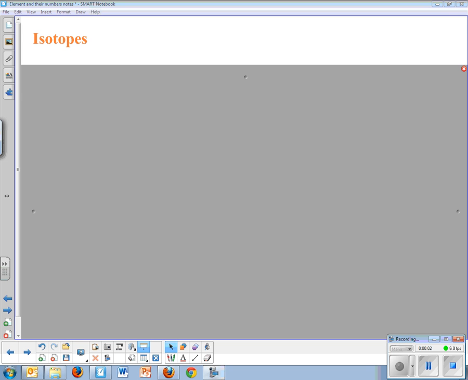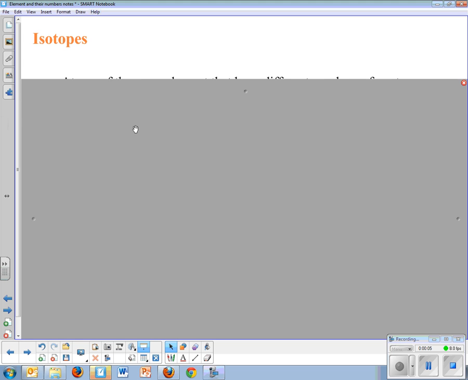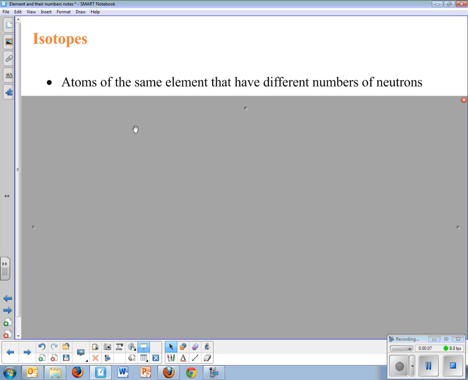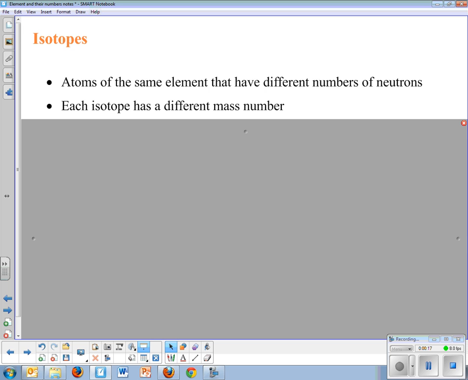This lesson is on isotopes. Isotopes are atoms of the same element that have different numbers of neutrons. So if they're the same element, they always have the same number of protons, but neutrons can differ. If you have different neutrons, you're going to end up with different mass numbers.